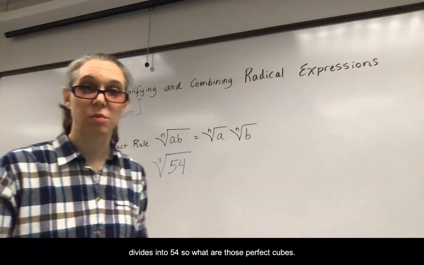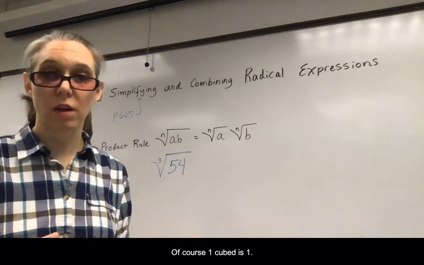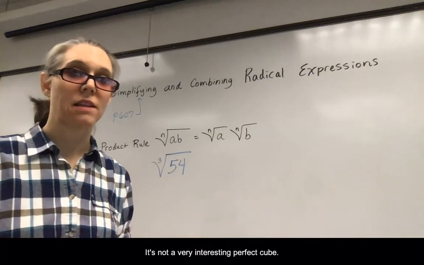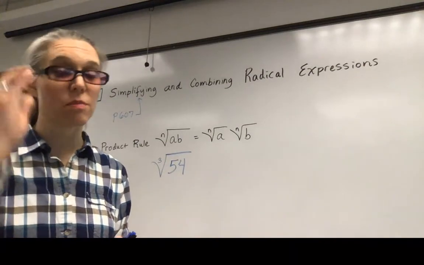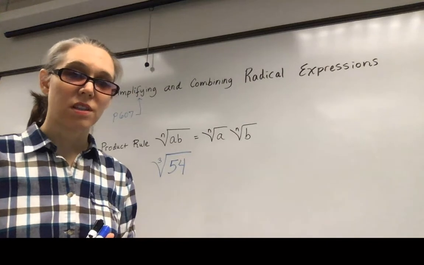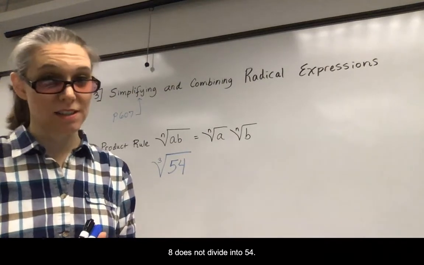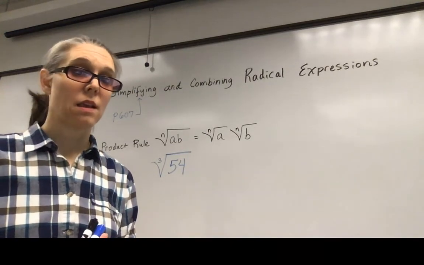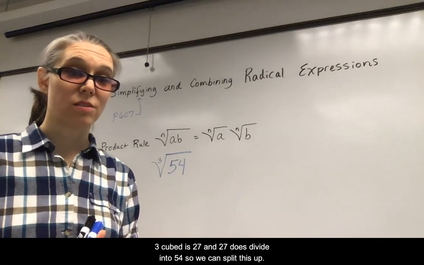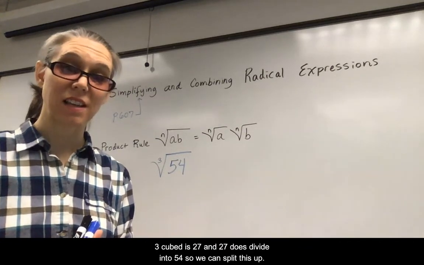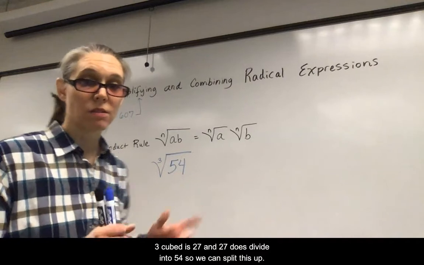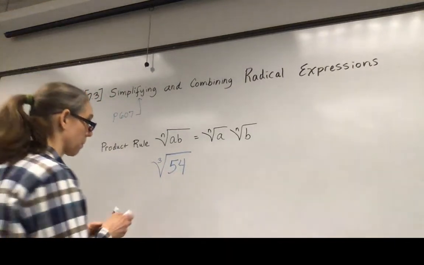So what are those perfect cubes? Of course, 1 cubed is 1. That's not a very interesting perfect cube. 2 cubed is 8. 8 does not divide into 54. 3 cubed is 27, and 27 does divide into 54. So we can split this up.